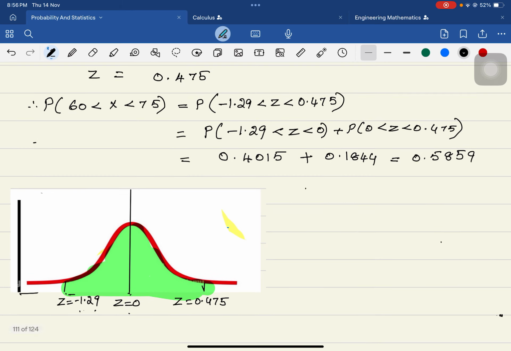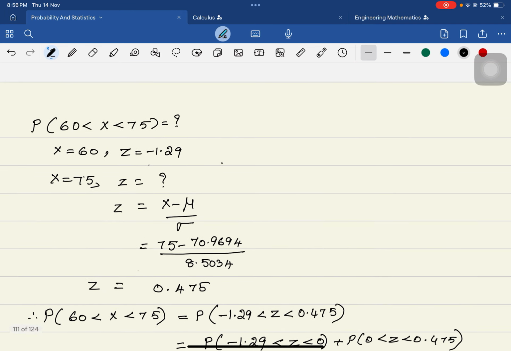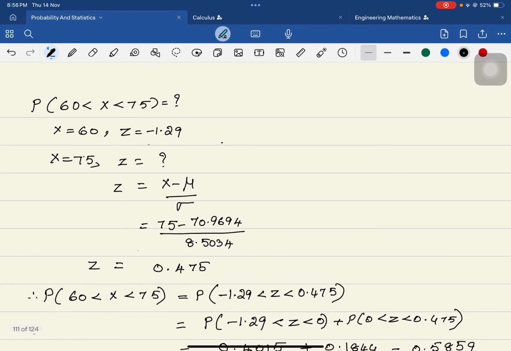So, how much? The 58% we can say. 0.58 means what? 58% of the students scored C grade. This is what you can understand. And now, let us go to the next. Next we have to find out how many of the people got B grade.